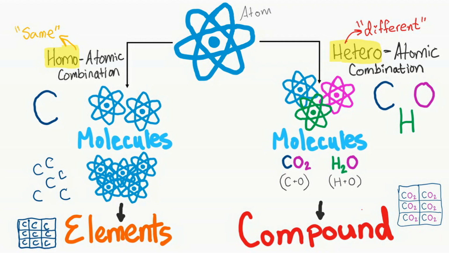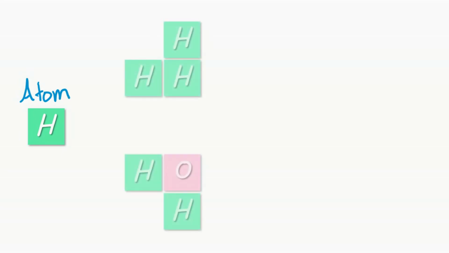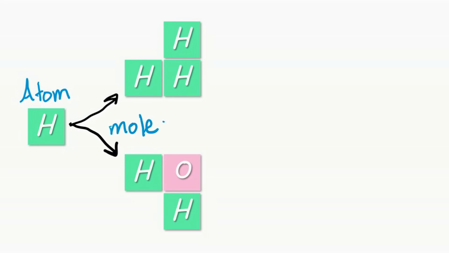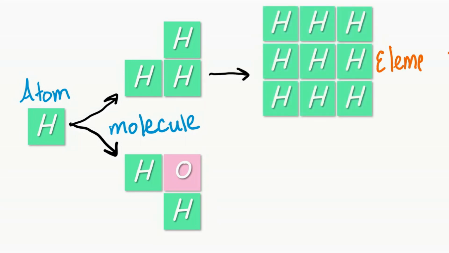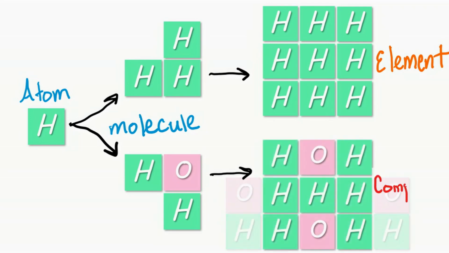So, drawn out differently, a single atom is, well, an atom, right? Like this hydrogen atom. And combine atoms together, you get a molecule. So up top we have a hydrogen molecule, and down below we have water, right? Two hydrogens, one oxygen, H2O. Now combining molecules made up of the same atoms together, you get an element. Combining molecules made up of different atoms together, you get a compound, okay?